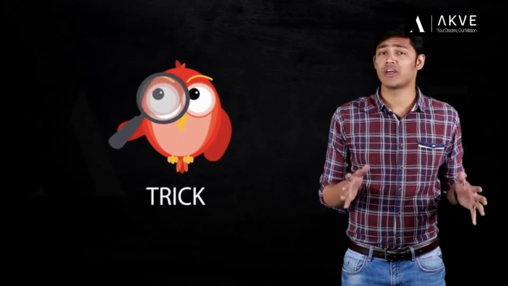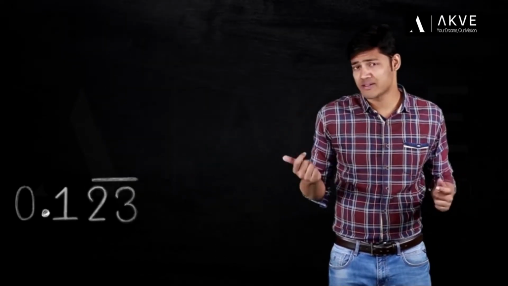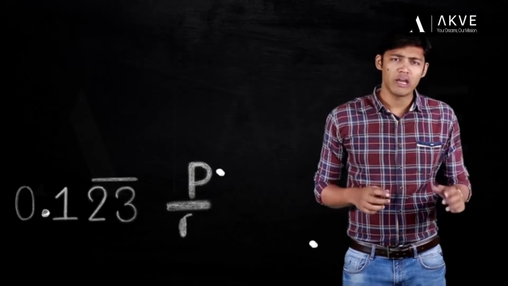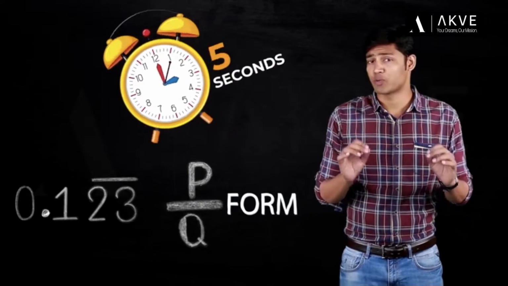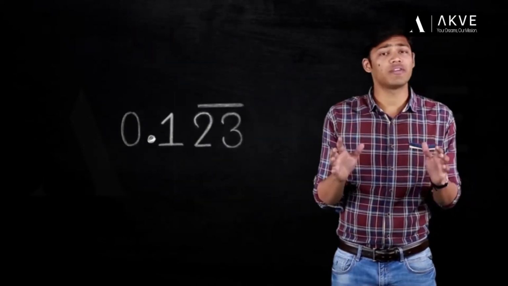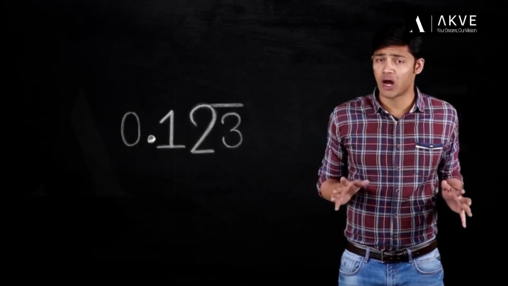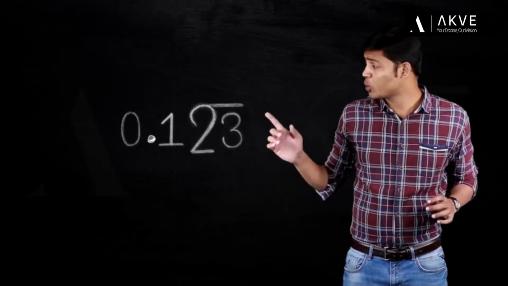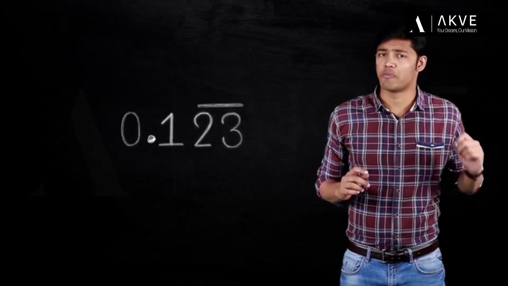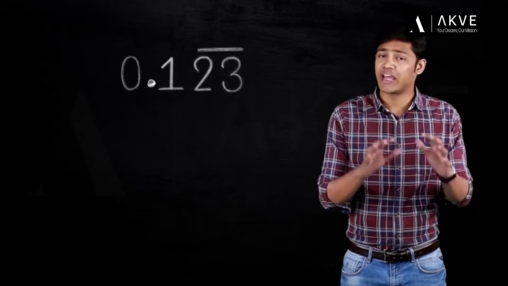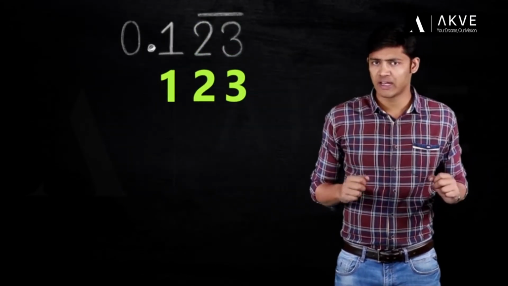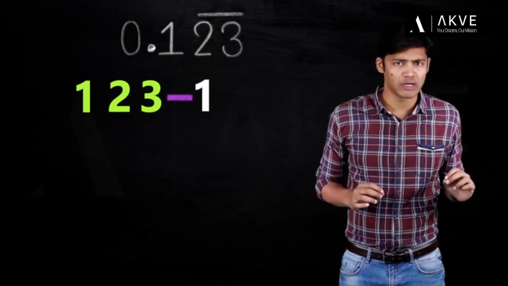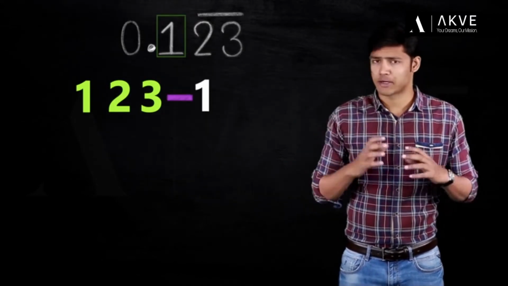Friends, now let me give you a trick with which you can convert these decimals into their p by q forms in 5 seconds. Yeah, only in 5 seconds. So concentrate well. Let's say we have to convert the number 0.123 bar only on 2 and 3 into its p by q form. First, we take the number 123, which is the number after the decimal point, and we subtract 1 from it, which is the non-recurring part.